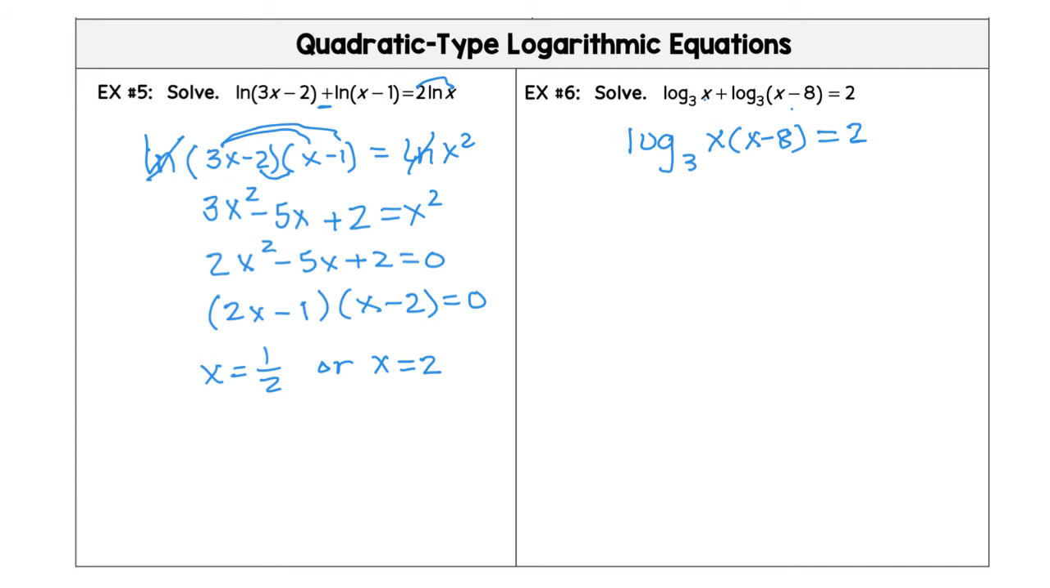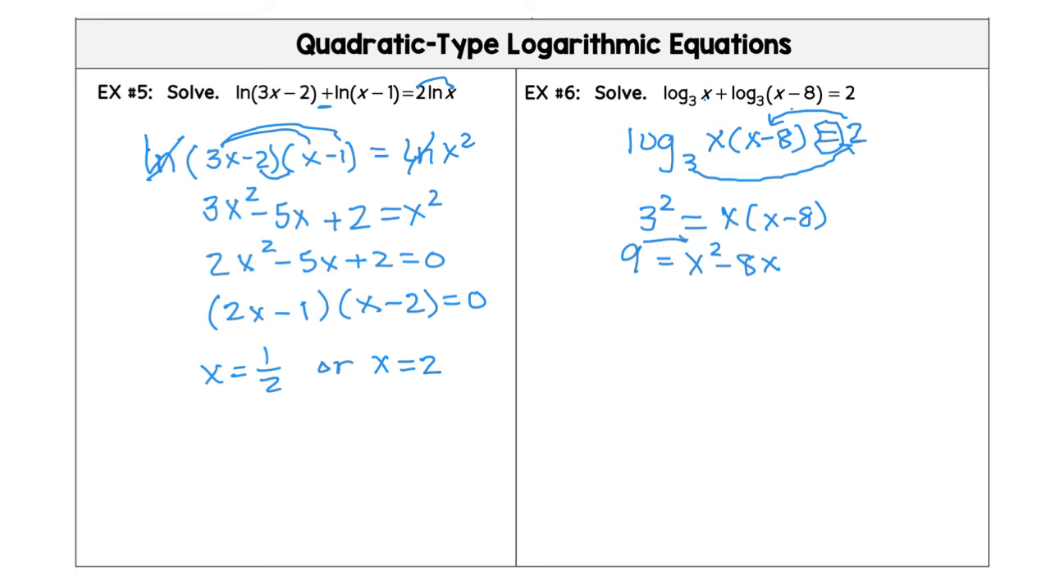Now this one we're going to have to go back to our power form. We're going to take 3 and raise it to the second power. So 3 to the second power is equal to all of this over here, x times x minus 8. So that's going to be 9 equals x squared minus 8x.